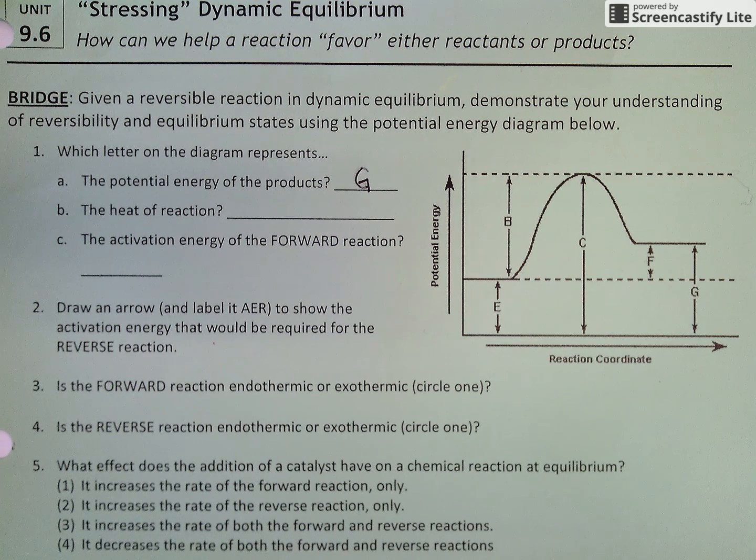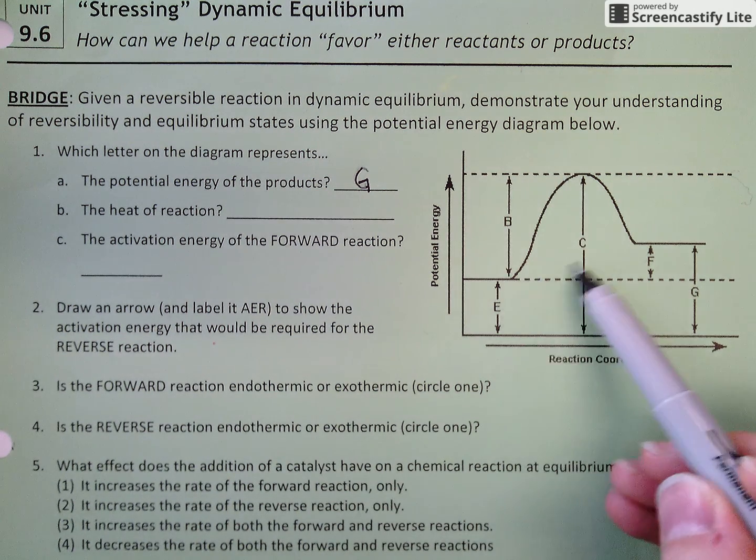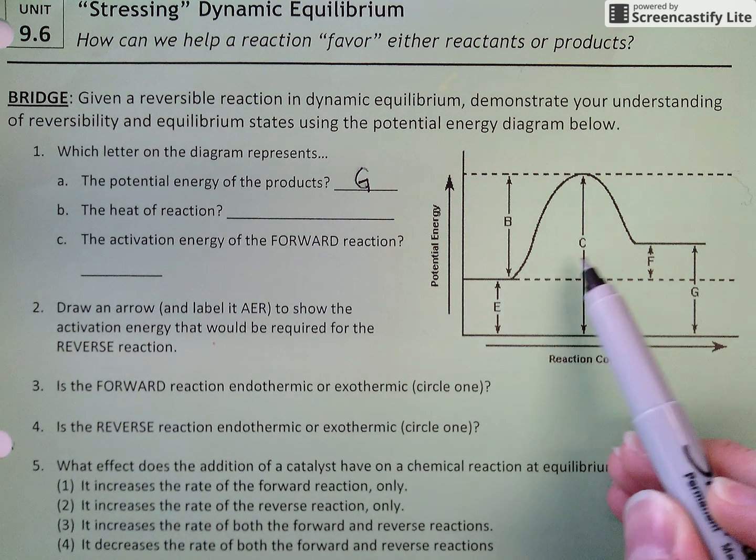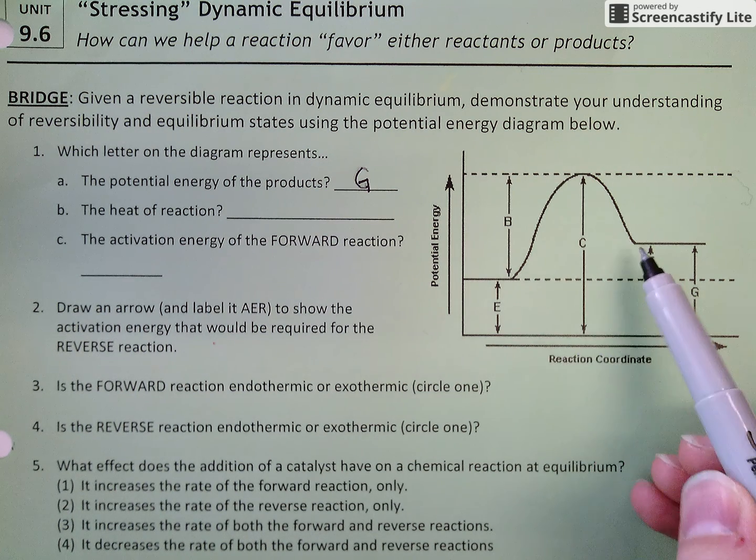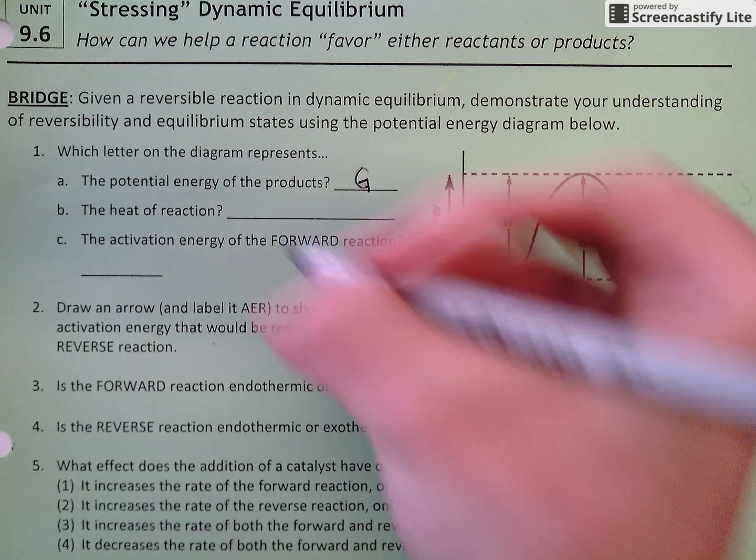Part B is asking us for the letter representing the heat of reaction, also known as delta H. And remember, guys, delta H is just how much heat entered or exited the reaction. So the difference in the potential energy of the products and the potential energy of the reactants. So how much potential energy was either, in this case, added or taken away. And that little distance is marked here by F.